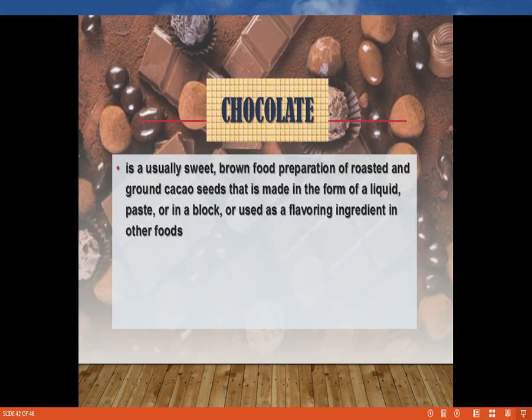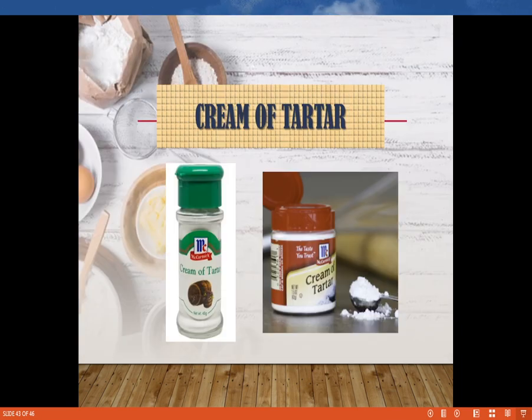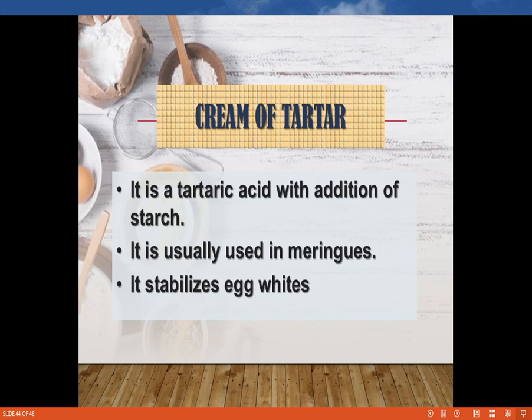Chocolate. It is usually a sweet brown food preparation of roasted and ground cacao seeds that is made in the form of a liquid, paste, or a block, or used as a flavoring ingredient in other foods. Cream of tartar. It is a tartaric acid with addition of starch. It is usually used in meringue. It stabilizes egg whites.